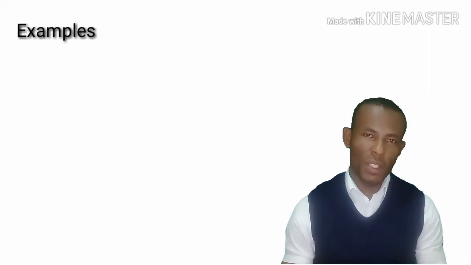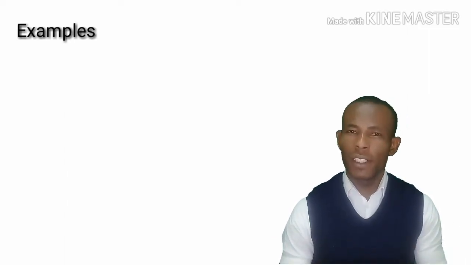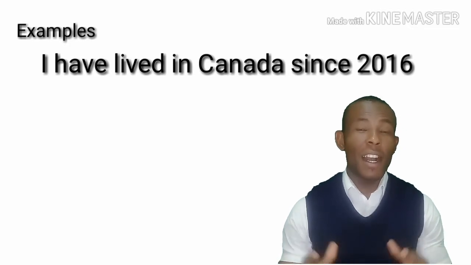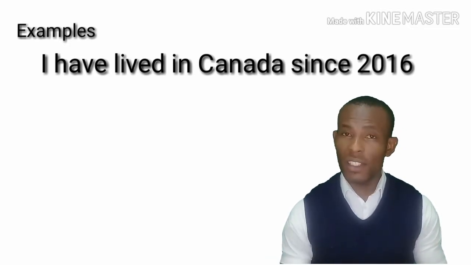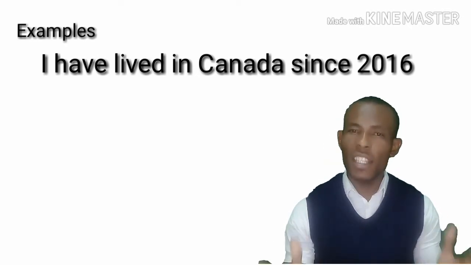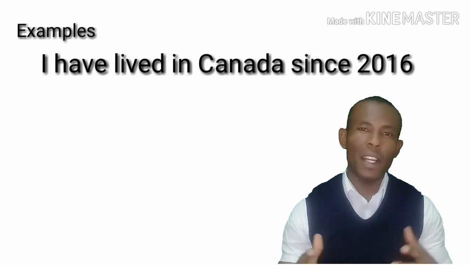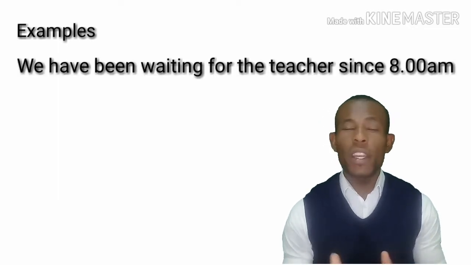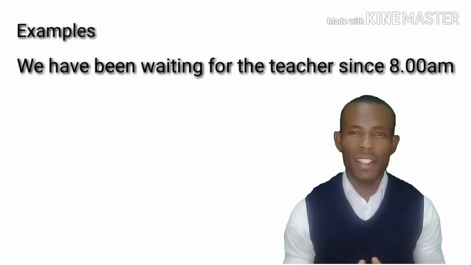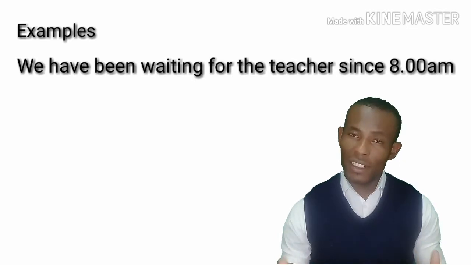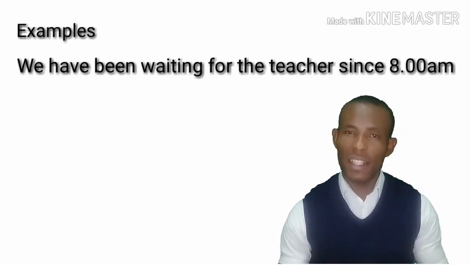Let's see some examples. Example number one. I have lived in Canada since 2016. I began to live in Canada in 2016, so I made reference to 2016, which is the point in time when I started my action. Example number two. We have been waiting for the teacher since 8 a.m. We had an appointment with the teacher and we started waiting for him at 8 a.m.